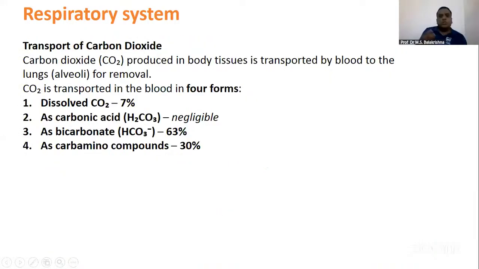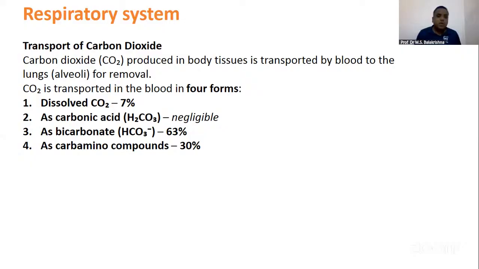Now, transport of carbon dioxide. How does carbon dioxide travel in your body? In every cell of your body, when metabolism is taking place, the end product is CO2. So it has to go to the lungs for removal and purification. The carbon dioxide produced in the body tissue is transported by the blood to the lungs for removal, in four forms.